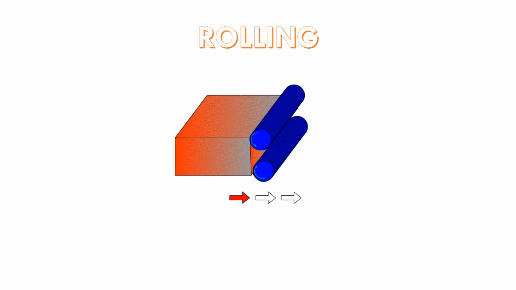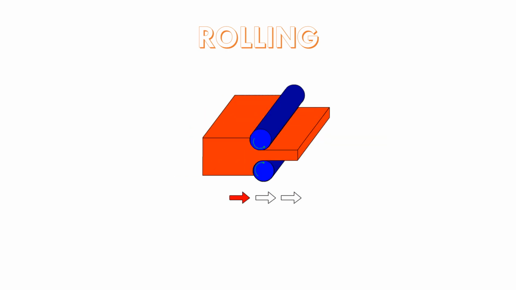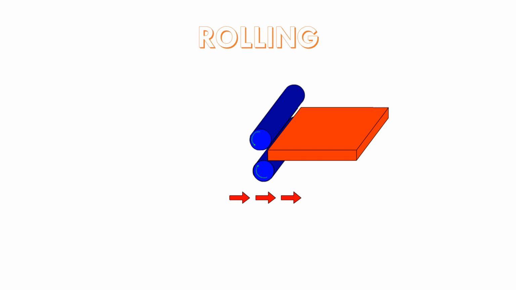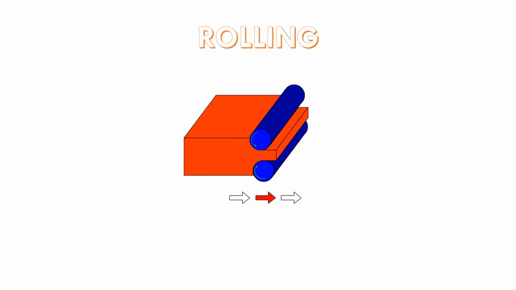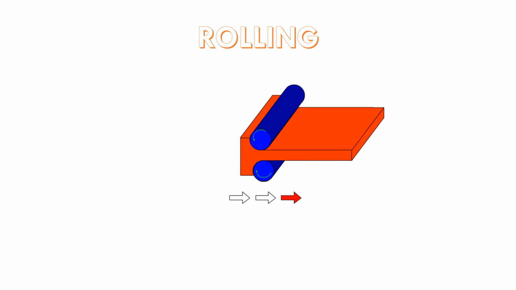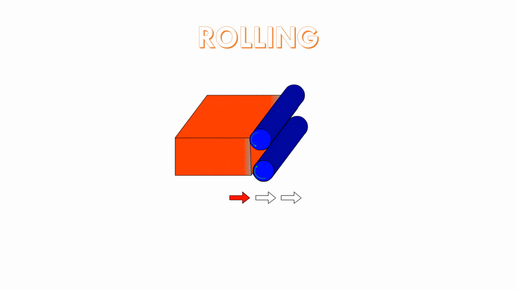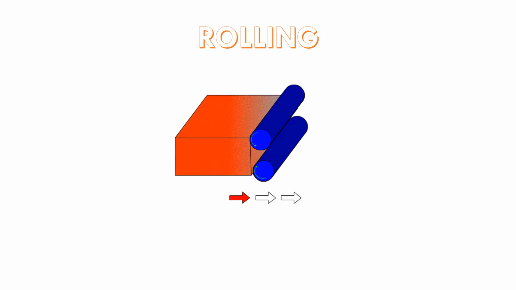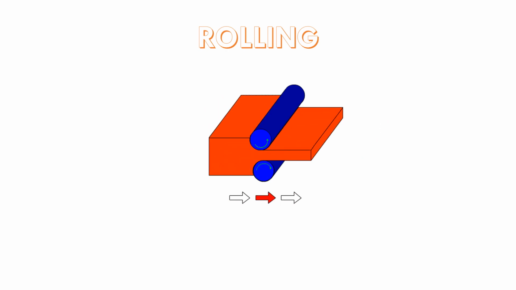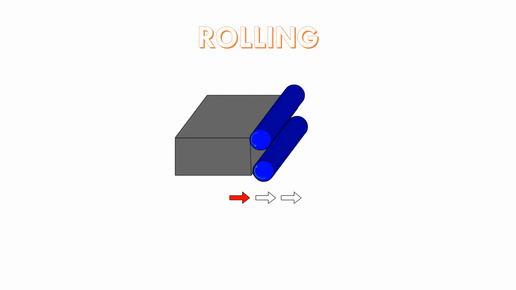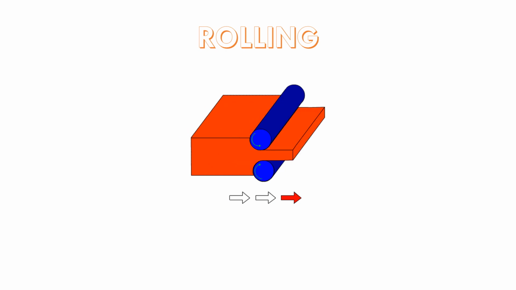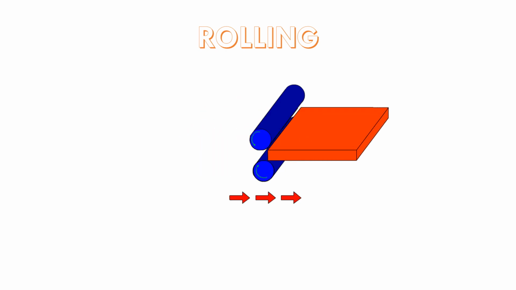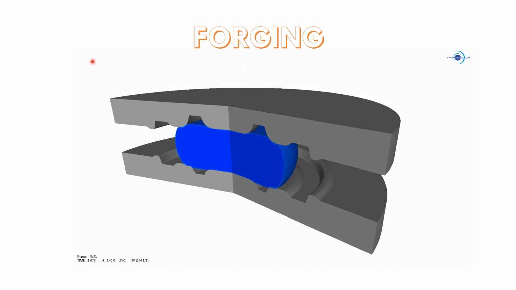Okay, so now let us look into the animation of the rolling process. So this is normally what will happen in the rolling process. However, it is not done in one cycle like the one that we see here. This one is just showing you the example. Usually rolling is done in several steps to reduce the thickness or to shape it into a certain shape that we want. The next process is forging.